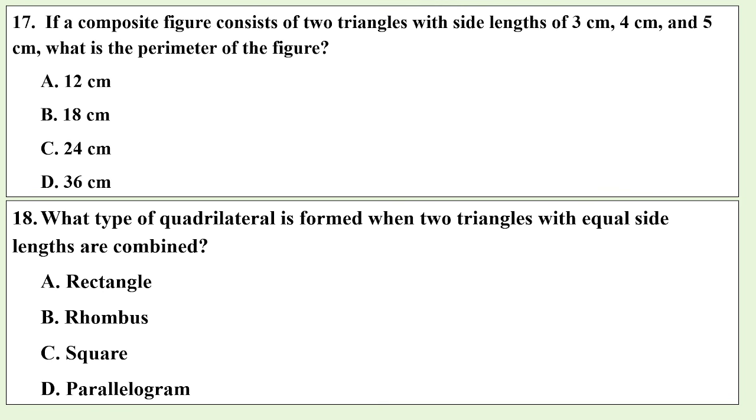Number 17. If a composite figure consists of 2 triangles with side lengths of 3 centimeters, 4 centimeters, and 5 centimeters, what is the perimeter of the figure? Letter C. 24 centimeters. Number 18. What type of quadrilateral is formed when 2 triangles with equal side lengths are combined? Answer is parallelogram.